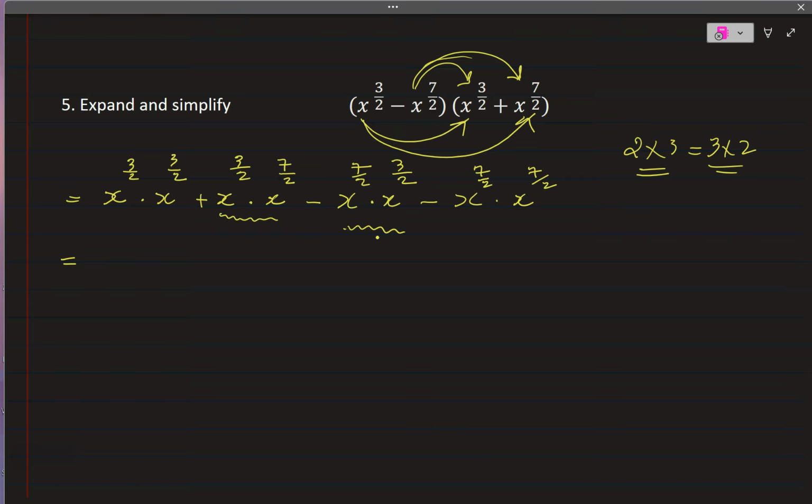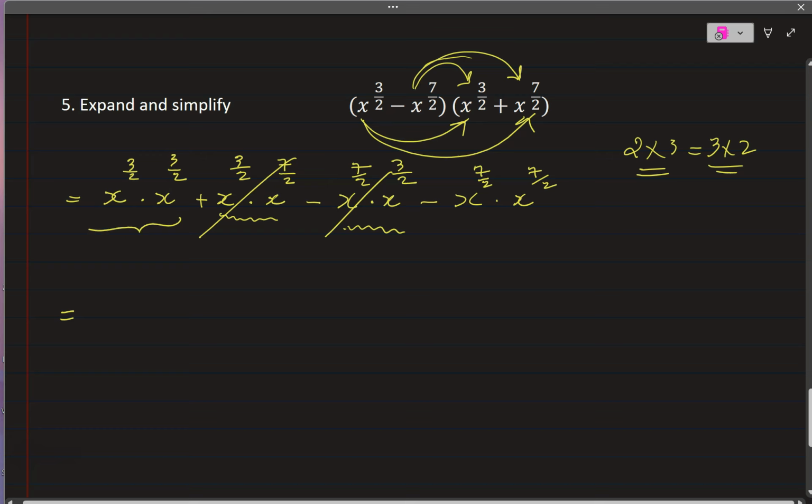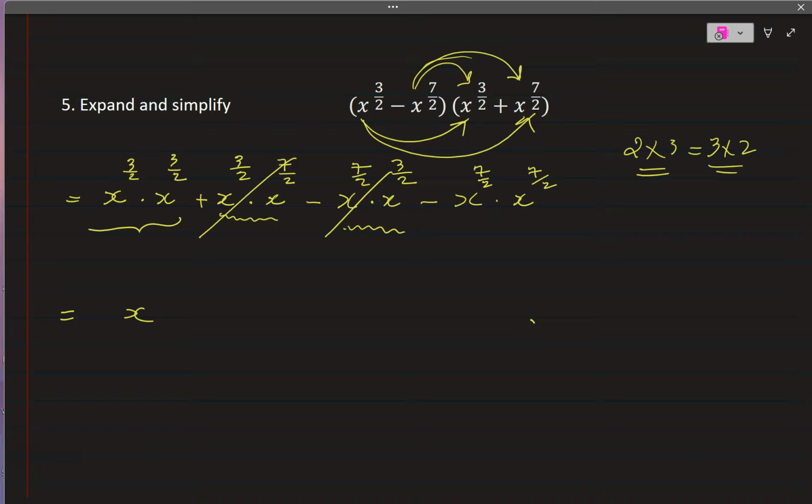So this minus itself, that is 0. That's gone. There's not much left anymore. So now we're just going to go ahead and simplify. What is x to the 3 half times x to the 3 half? Well, when you add the exponents, what is 3 half plus 3 half? That is 6 half, right? So you're just adding the fractions. This is 6 half. We're going to simplify it more.